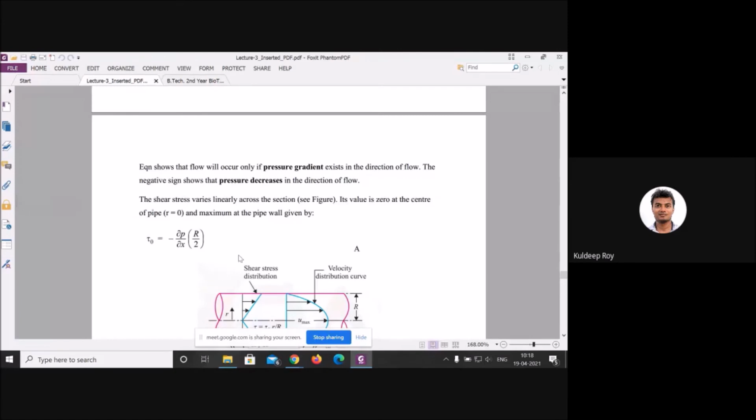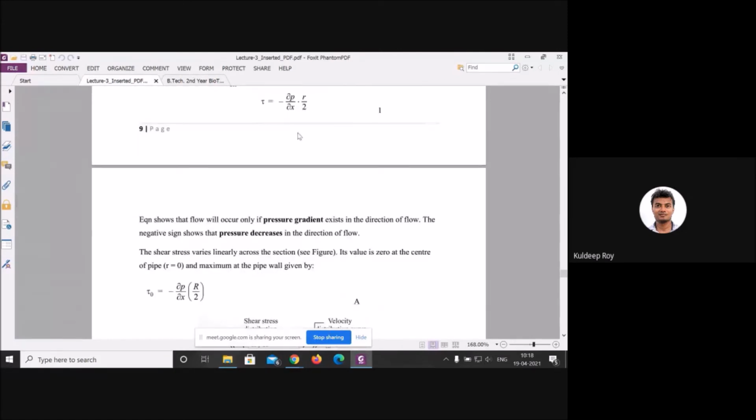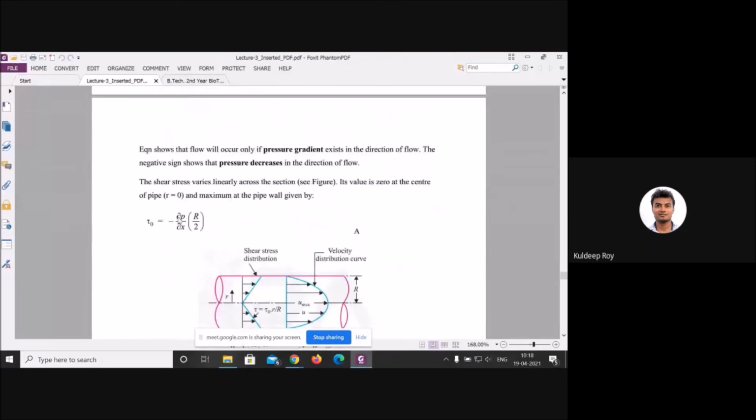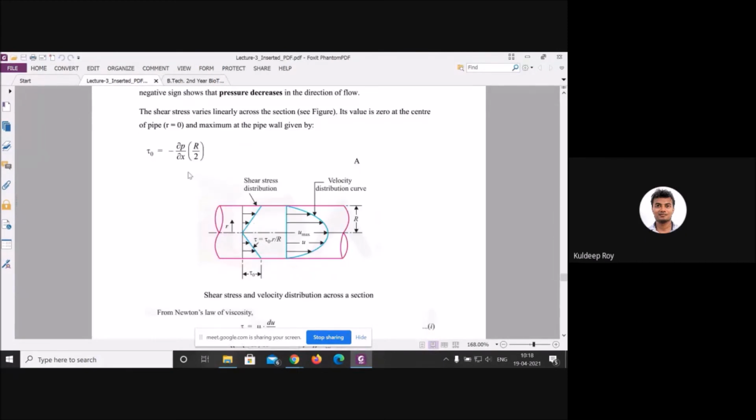The formula is the same. If you apply it for capital R, the whole radius, then the loss will be minus ∂P/∂x multiplied by R/2. Now please keep this curve, this figure, in mind and do not forget it, for your interview and for everything.